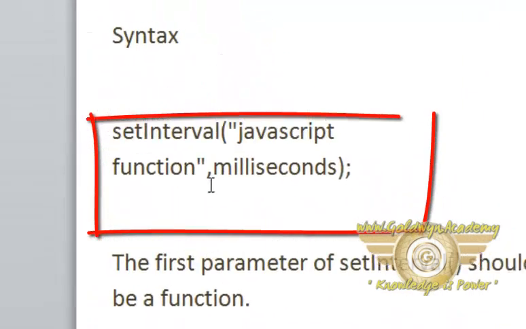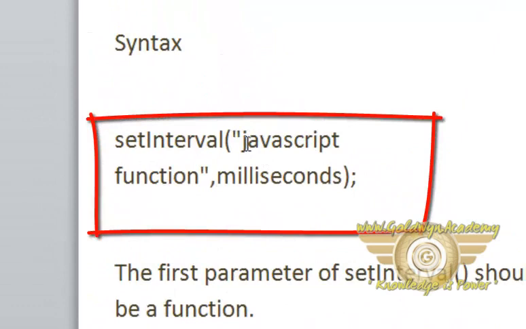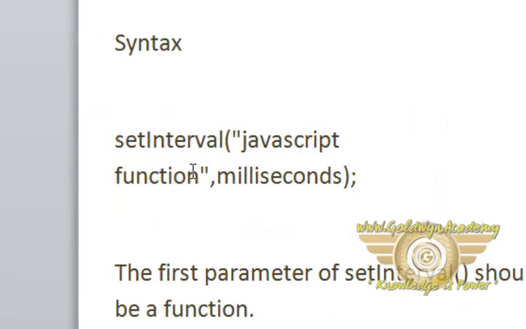This is the syntax of the setInterval method, which contains two parameter values. First one is the JavaScript function and second one is the time interval, which is in milliseconds unit. We know that 1000 milliseconds is 1 second.